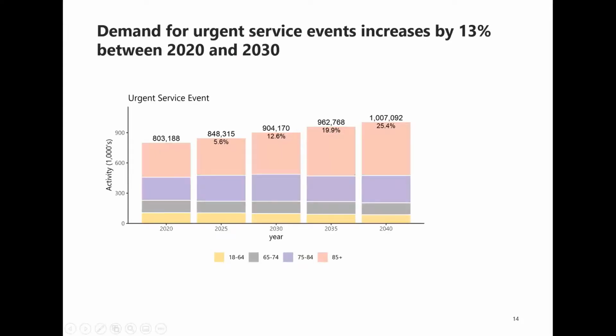Here, we see future demand for urgent services at 5-year intervals broken down by age group. You can see the older decedents, those aged 85 and over, dominate and also drive the increases in demand for this type of activity. And just to mention, the percentages here are showing the percentage increase when compared to 2020.